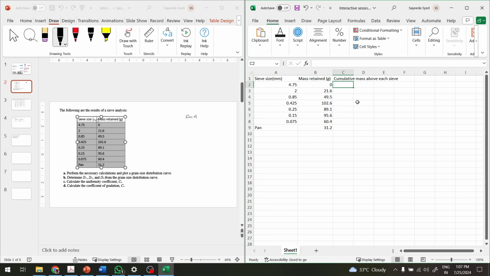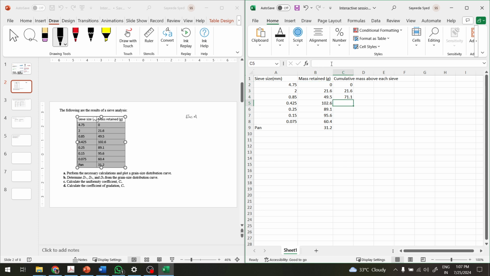Okay, so on the first sieve, since the mass retained is 0, we'll have a 0 here. On the second sieve, we have 21.6 grams, so this is what we will have here. On the third sieve, we will have a sum of all these, so it will be 49.5 plus 21.6. Okay, and on this it will be a sum of this.